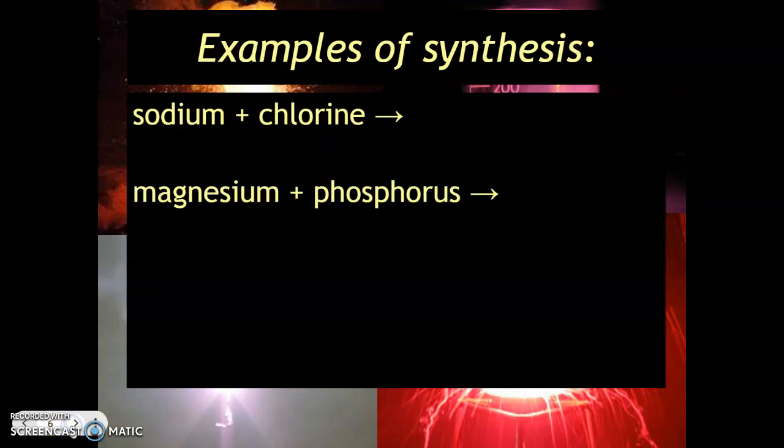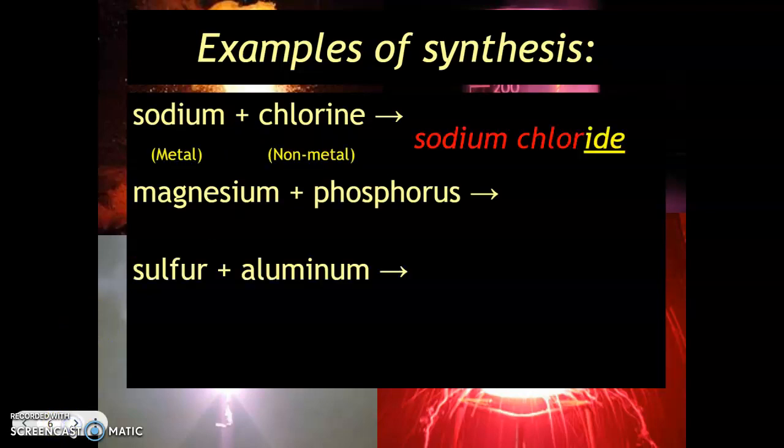will yield sodium chloride. Okay, so sodium, we have our metal. Chlorine, our nonmetal, so that's our indication that this is going to be an ionic bond. So we know we'll have sodium chloride. And remember when we're naming our ionic compounds, the name of the metal goes first, and then the nonmetal, and then we change the ending to IDE.